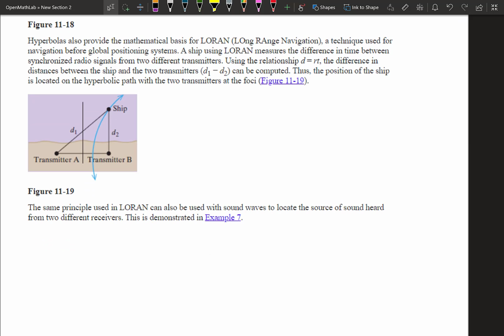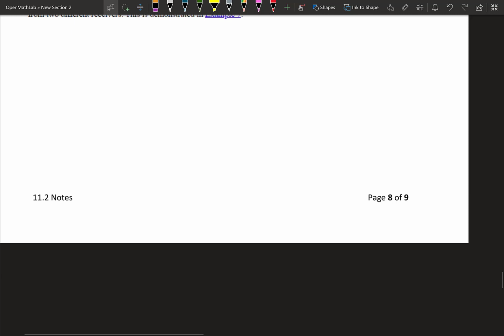So hyperbolas also provide the mathematical basis for the LORAN, which is the long-range navigation. This was a technique used for navigation before we had GPS, global positioning systems. So a ship using LORAN measures the difference in time between synchronized radio signals from two different transmitters. Using the relationship distance equals rate times time, d equals rt, the difference in distances between the ship and the two transmitters, d1 minus d2, can be computed. Thus, the position of the ship is located on the hyperbolic path with the two transmitters at the foci, right? So that's one application of that.